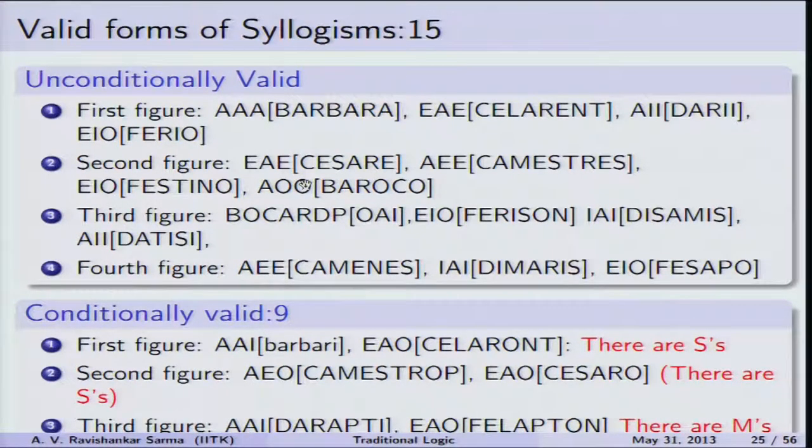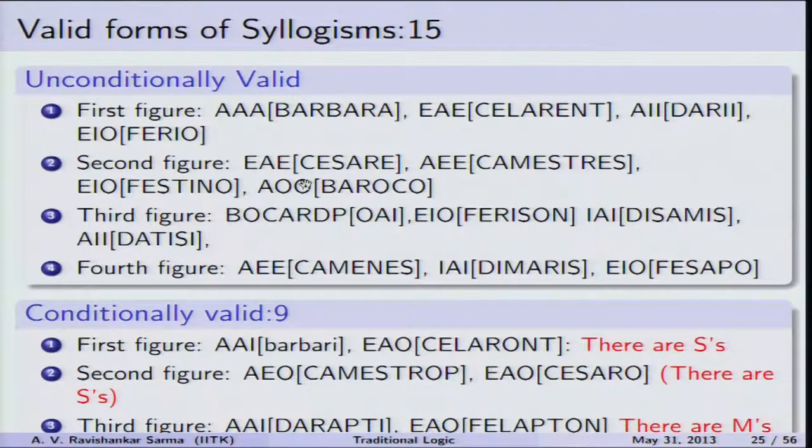EAE in the same way has its own name, Celarent. You have to observe the vowels that occur in this Latin word Celarent. The first vowel which you come across after C is E, and then after the consonant L you will find A, and after R you will find E. So that means EAE is considered to be the mood of this particular kind of thing, and Aristotle could come up with the view that only these kinds of syllogisms are unconditionally valid.